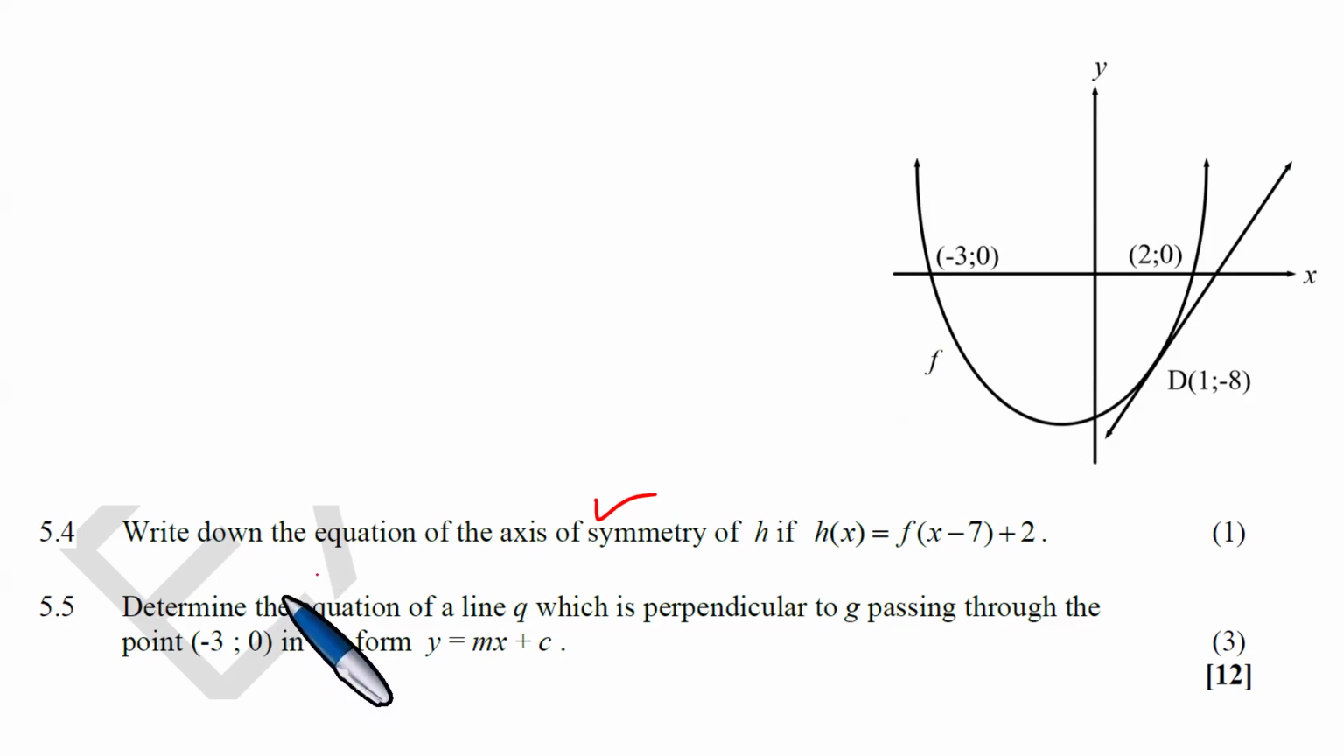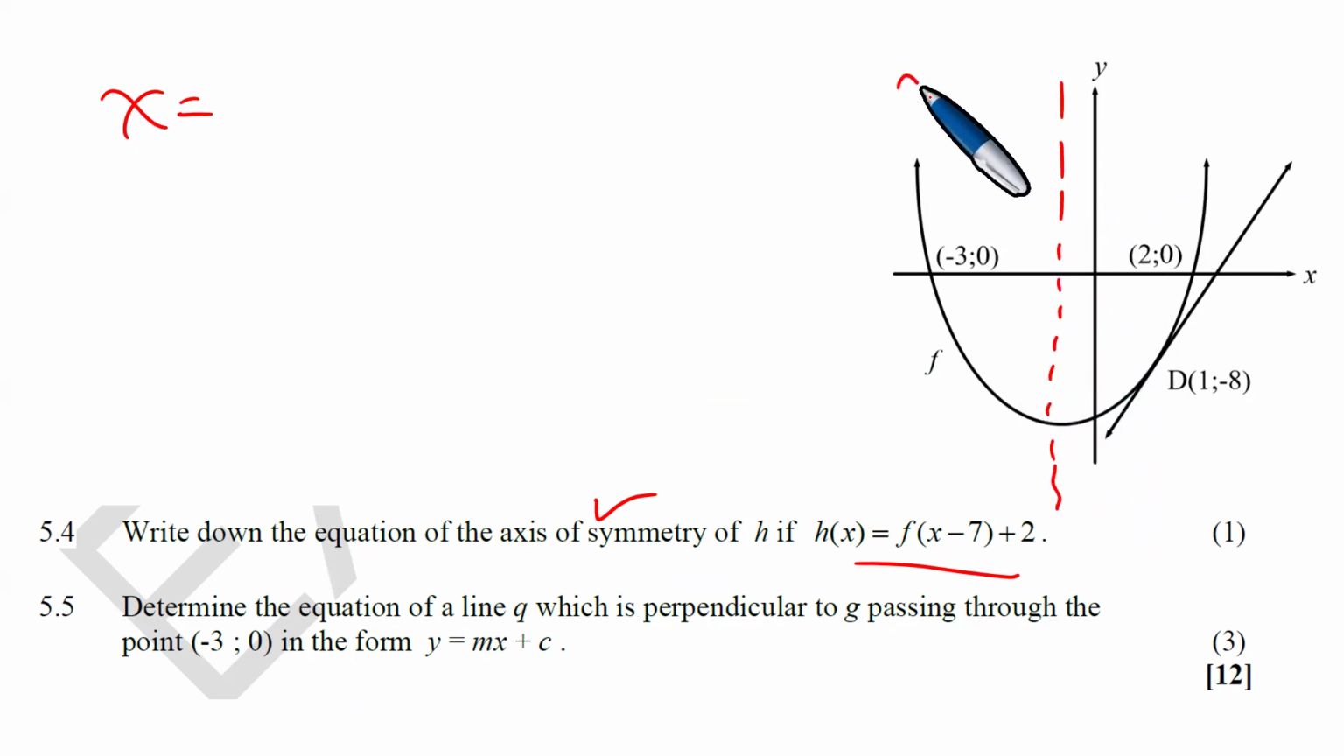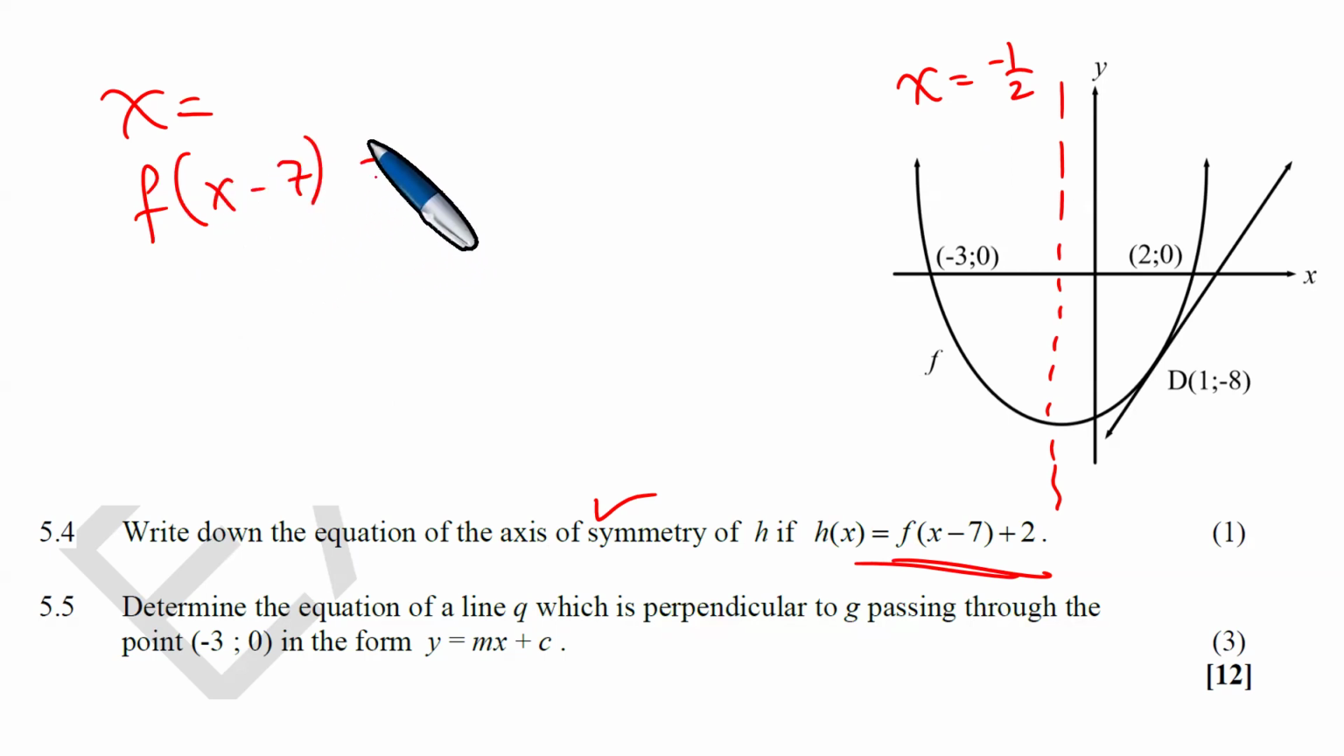Right, so in the end now, the axis of symmetry, we know very well, but now it is of this. Remember that we already got the axis of symmetry of this one, and it is x equals minus 1/2. But if we consider the axis of symmetry of this one, which is f of x minus 7 plus 2, then it is the axis of symmetry of a graph that is translated twice.